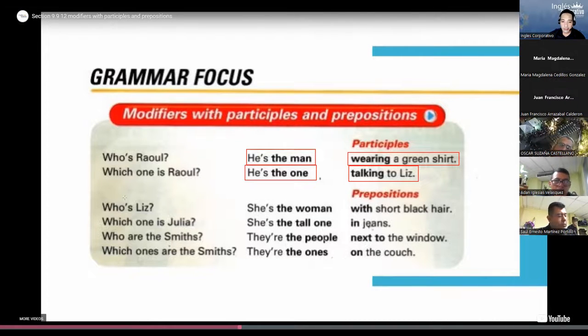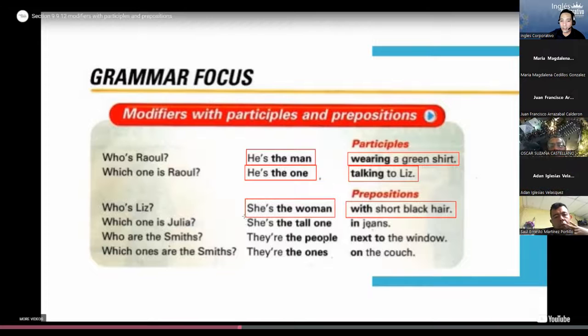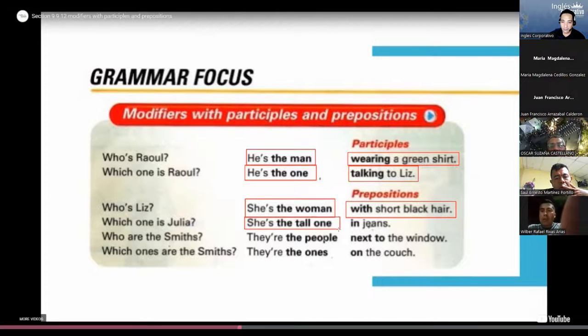Who is Liz? ¿Quién es Liz? She's the woman with short black hair. Es la mujer con el pelo corto y negro. Okay. Which one is Julia? She's the tall one. Ella es la alta. In jeans. Preposición in. Okay. She's the tall one in jeans.